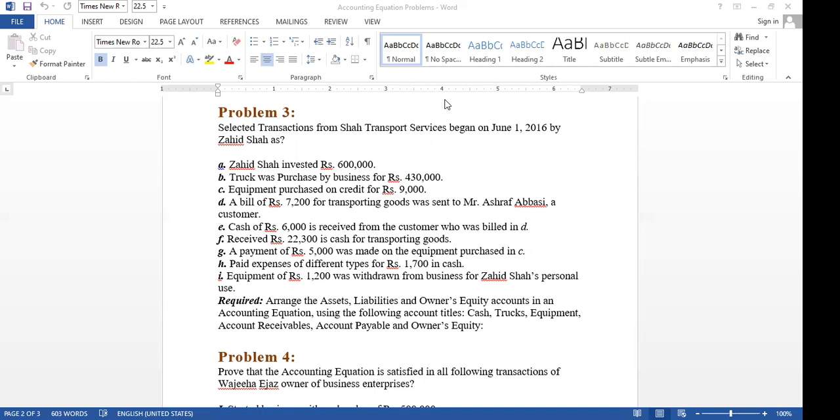Required: arrange the assets, liabilities and owner's equity accounts in an accounting equation using the following account titles: cash, trucks, equipment, accounts receivable, accounts payable and owner's equity.